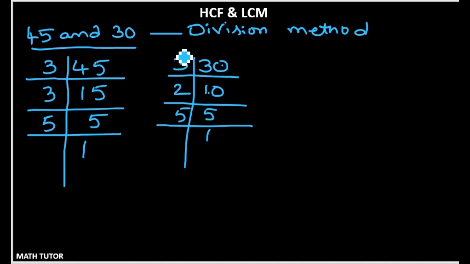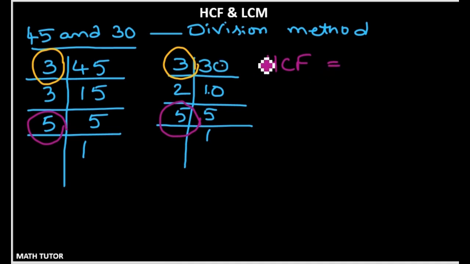I'll show you the factorization method also. Of these factors, we have to identify the common factors. Okay. What is common? 3 is common in both the numbers. And then 5 is common. And that's it. So, if you ask me what is the HCF, I'll write it out. HCF of 45 and 30 will be 3 times 5, that equals 15.